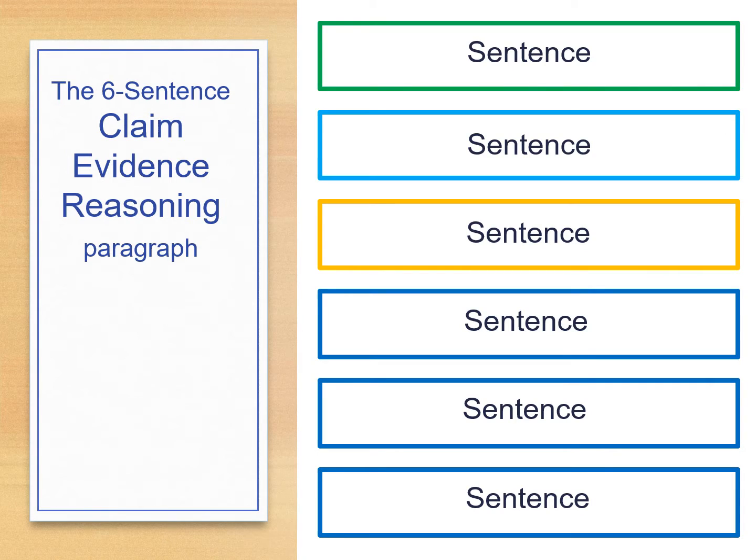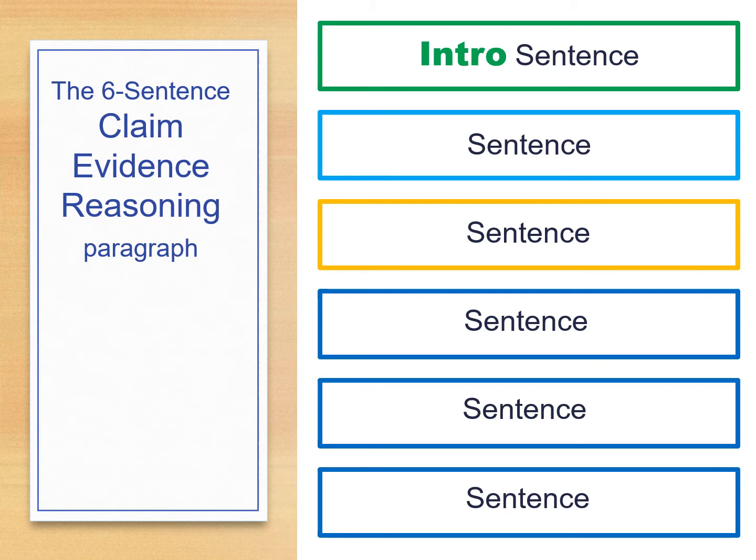We'll be using the strategy for the 6-sentence claim evidence reasoning paragraph. And here are our 6 sentences. Each one of these has a very specific job to do in the paragraph. And if you can be aware of that, it'll be easier to produce a paragraph because it's just a sentence at a time, and each sentence has its own job to do. Let's look at the jobs.